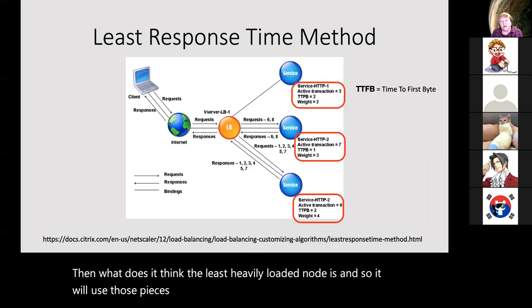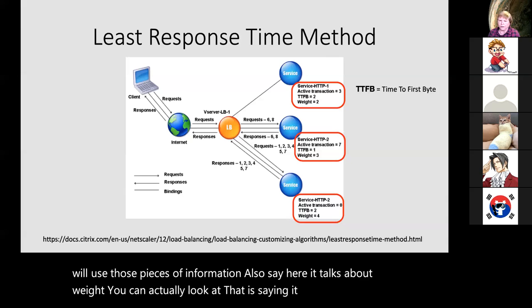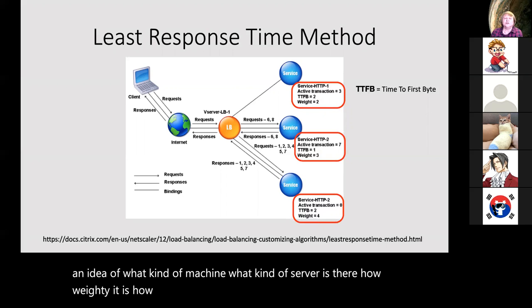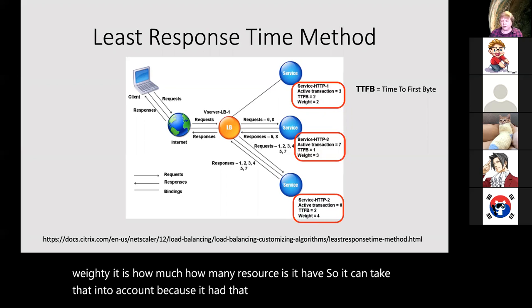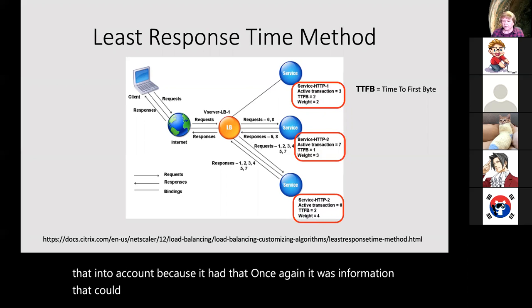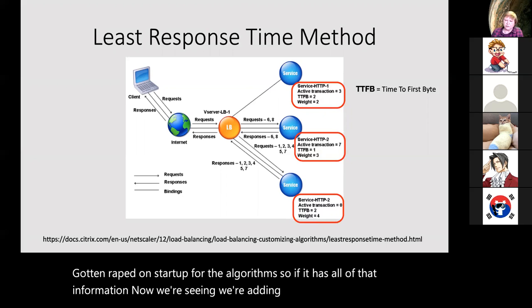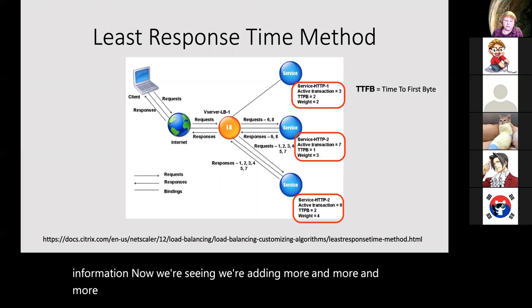You also see here, it talks about weight. You can look at that as saying it might have an idea of what kind of machine, what kind of server is there, how weighty it is, how many resources it has. So it can take that into account, because, once again, it was information that could be gotten right on startup for the algorithm. So if it has all of that information, now we're adding more and more information for the load balancer to make its decision about where the next request goes.